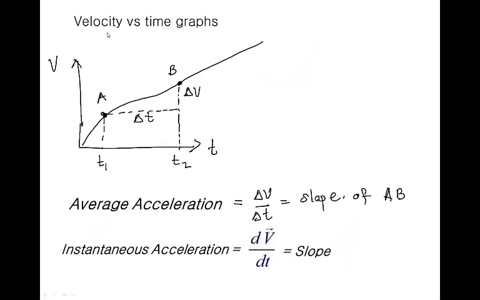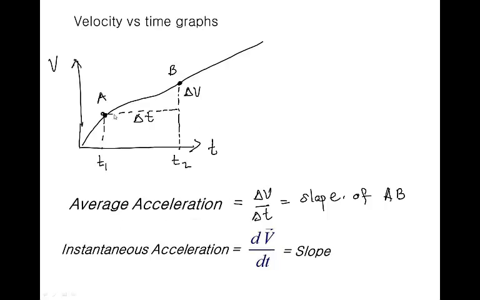The second type of graphs is velocity versus time graphs. So the y-axis is the velocity and x-axis is the time. In this graph, the slope is the acceleration. dv over dt is the slope, which is the acceleration here.